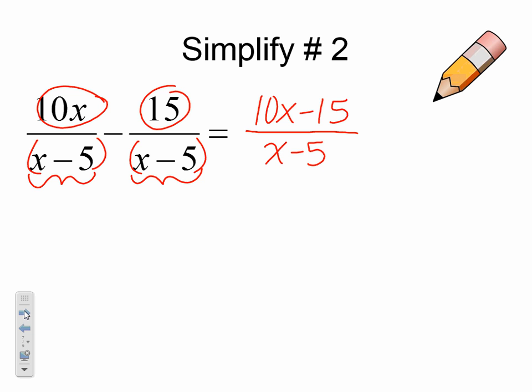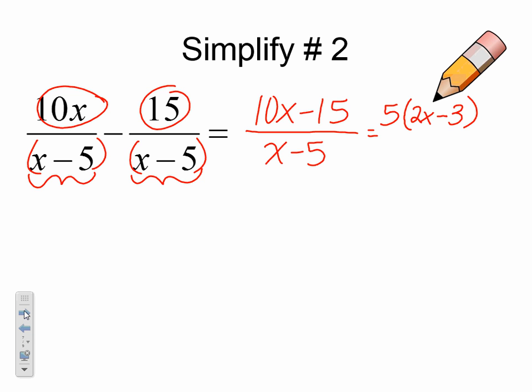Now, is there something we could do further? Remember, when you simplify these, you cannot cancel terms. You cannot divide 15 by 5. These are terms. If we want to do any further simplifying, we have to be looking at factors. So can I factor the numerator here? Can I take something common out of both of those pieces? Yes, I can divide a 5 out of both of them, and then it becomes 2x minus 3.